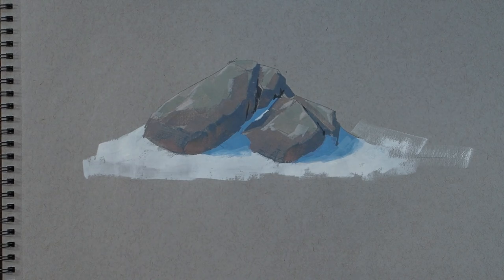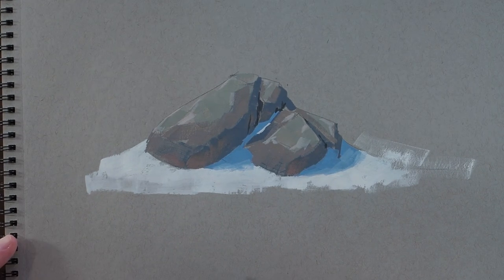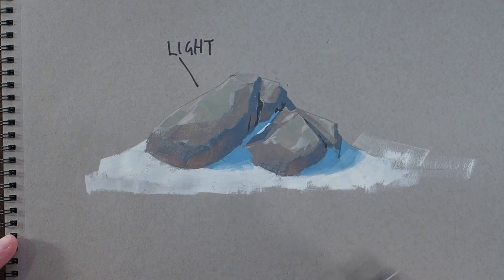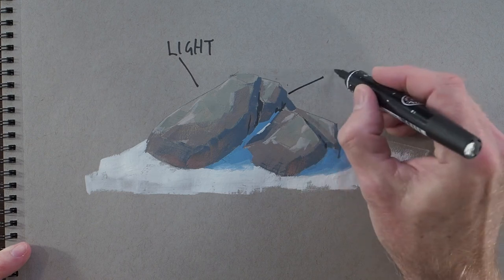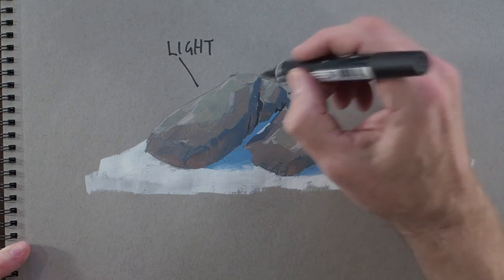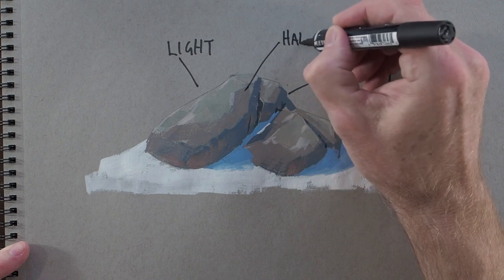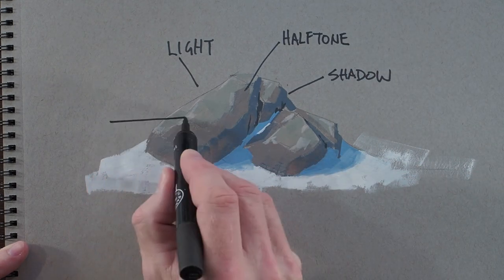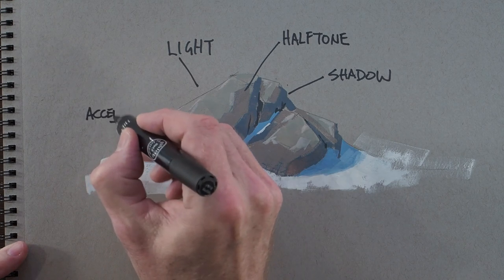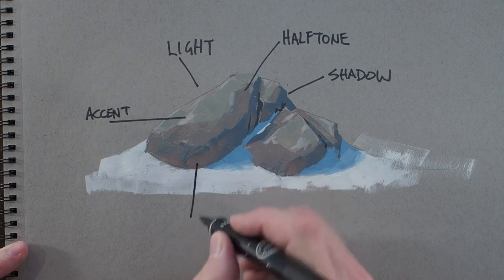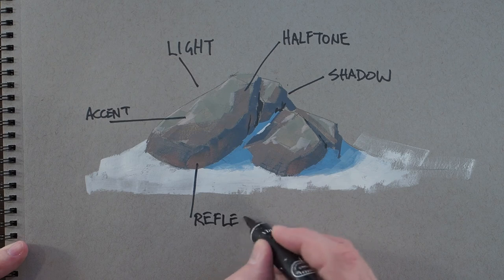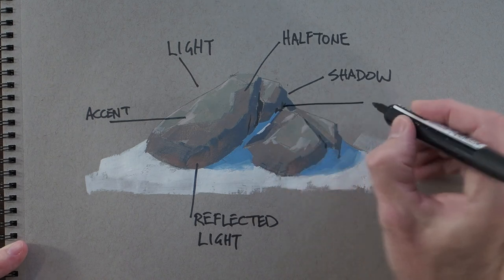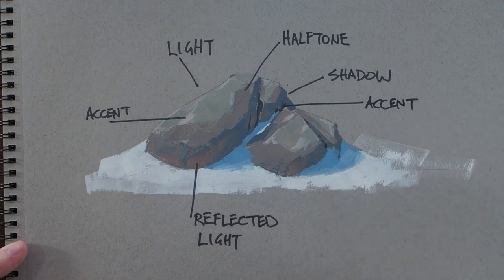Very quick, five types of light. So we have our light. Shadow. Half tone. Accent. Reflected light. And one of those darks there is also an accent.